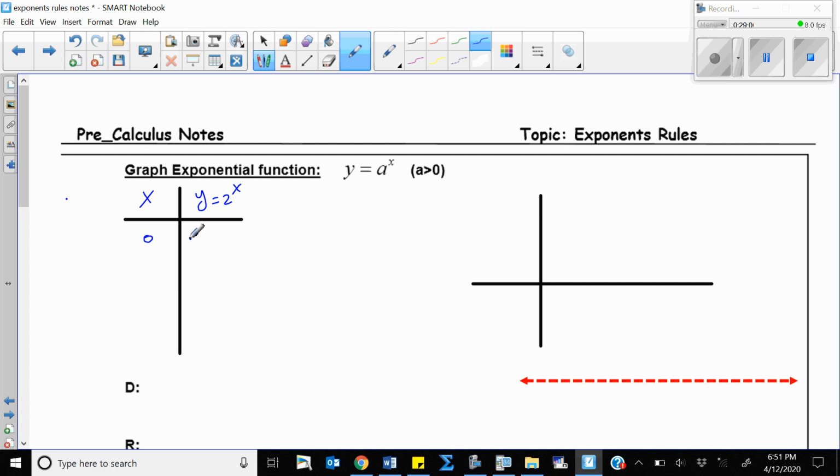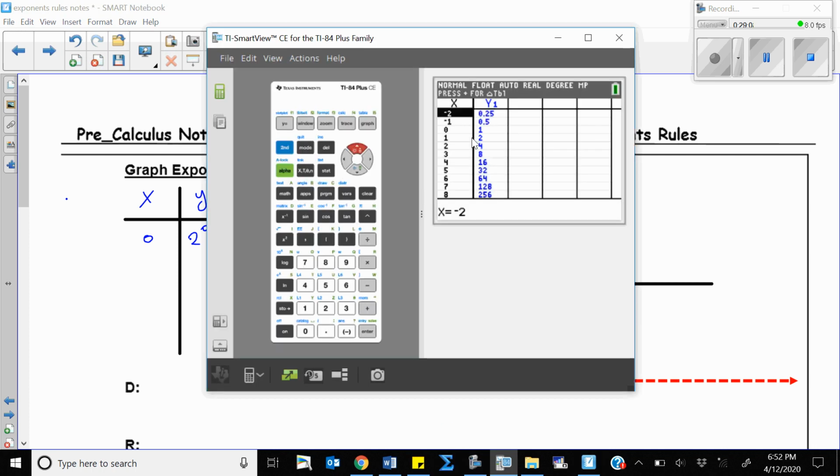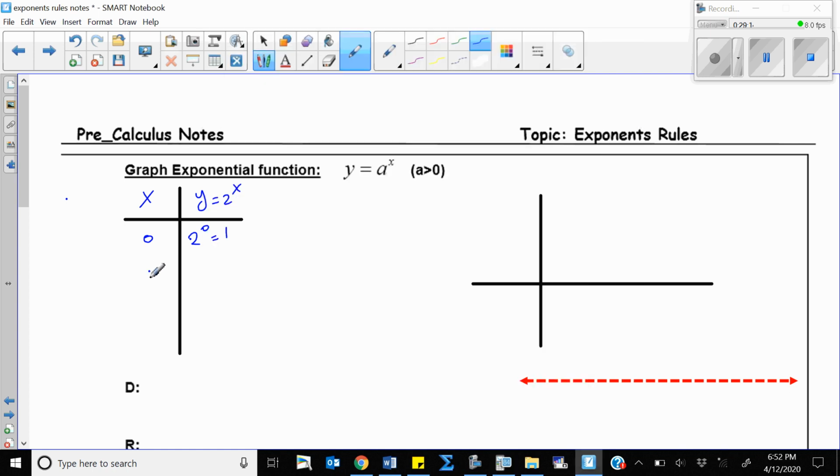How is this possible? Because it's 2 to the power of 0, which is equal to 1. So if x is 0, y is 1. But if x is 1, then y will be 2 to the power of 1, which is 2. These are the most important points on an exponential function. We always consider these to graph the function.